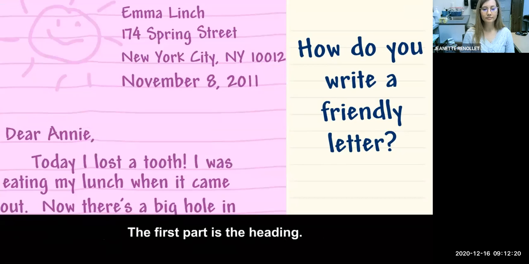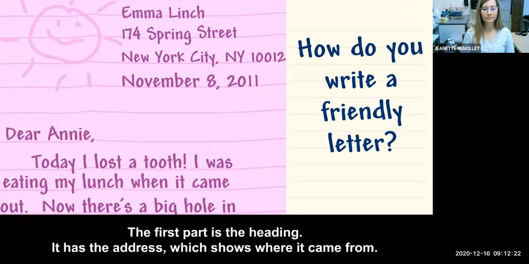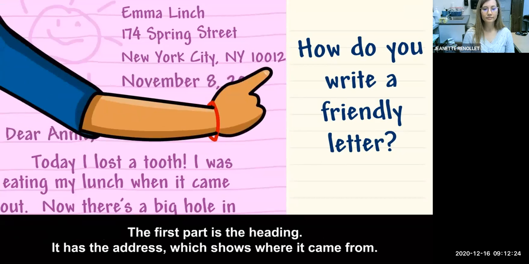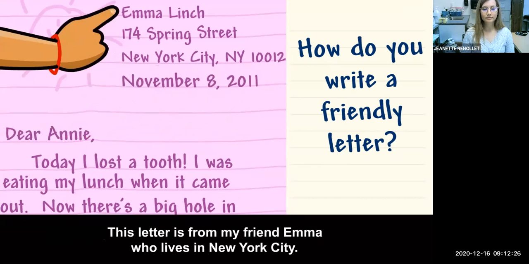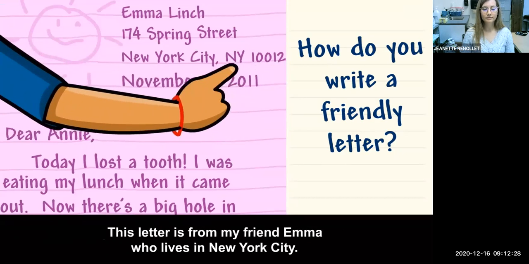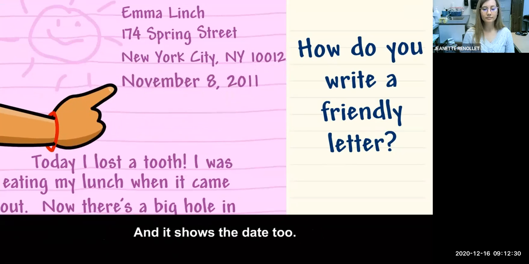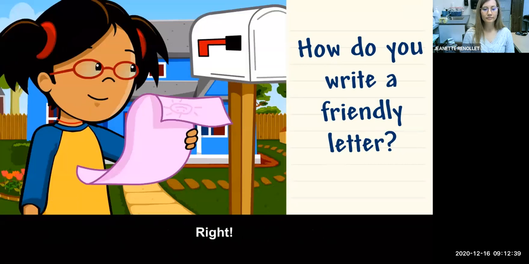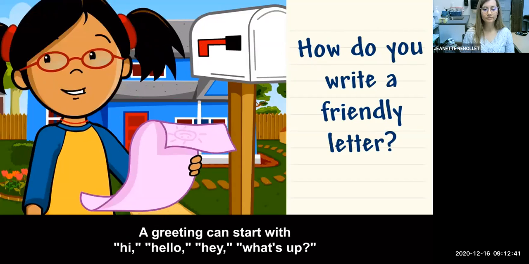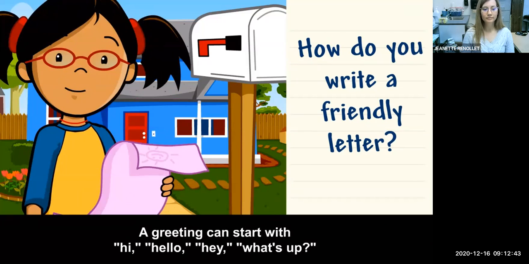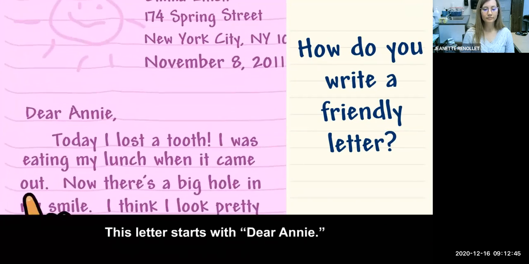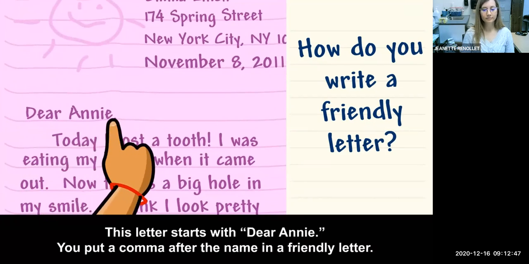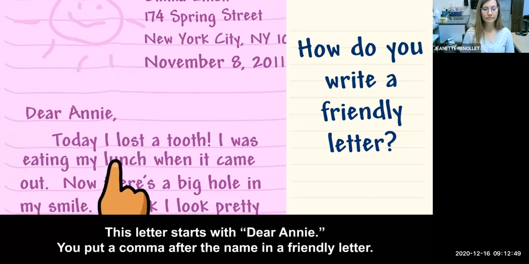The first part is the heading. It has the address, which shows where it came from. This letter is from my friend Emma, who lives in New York City. And it shows the date, too. Let's see. Emma wrote this last week. The second part is the greeting. Right. A greeting can start with hi, hello, hey, what's up? This letter starts with Dear Annie. You put a comma after the name in a friendly letter.